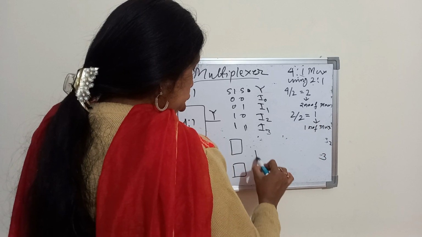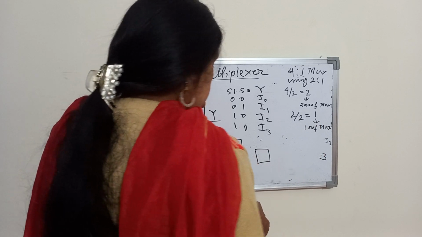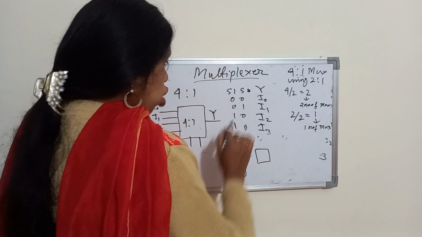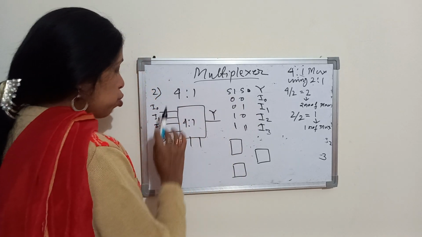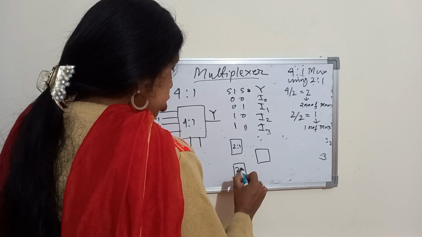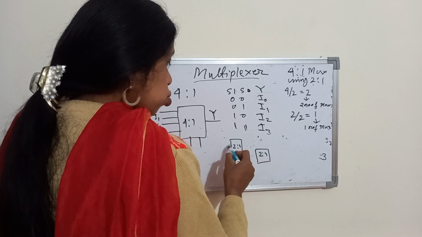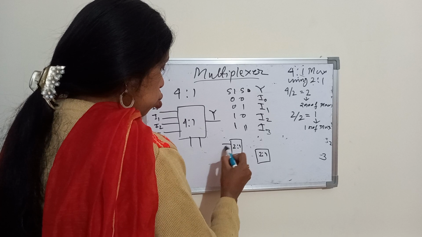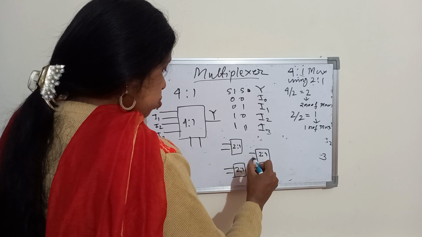After that, I am placing 1 on the right-hand side. Okay, right? So in 4:1, how many inputs are there? 2 inputs are there. And in 2:1, all are 2:1. Okay, see? In 2:1, how many inputs are there? 2 inputs. So I am writing 2 inputs.